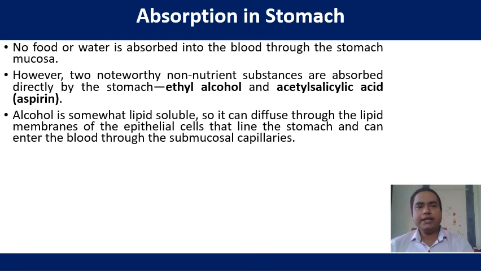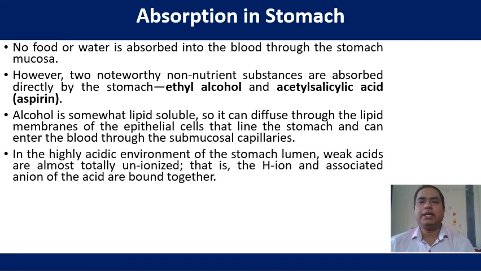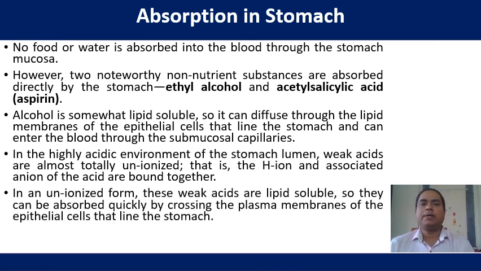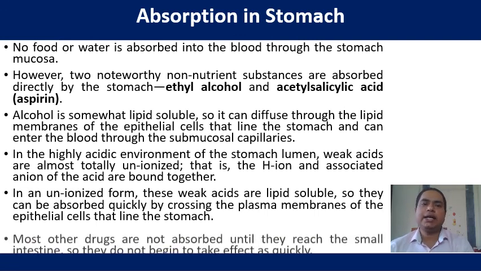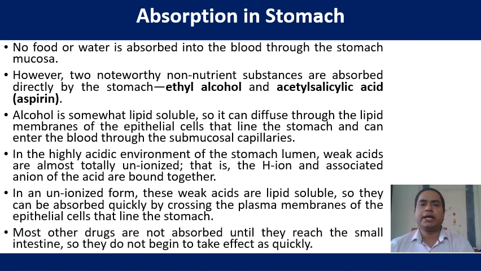In the highly acidic environment of the stomach lumen, weak acids are almost totally unionized, that is the hydrogen ion and the associated anion of the acid are bound together. In an unionized form, these weak acids are lipid soluble, so they can be absorbed quickly by crossing the plasma membrane of the epithelial cells that line the stomach. Most other drugs are not absorbed until they reach the small intestine, so they do not begin to take effect as quickly.